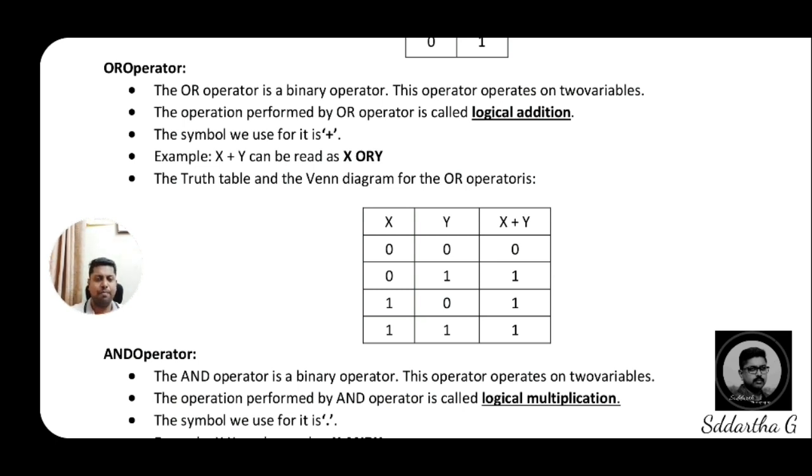0 plus 0, that is 0. 0 plus 1 is 1. 1 plus 0 is also 1, and 1 plus 1, according to the binary addition rule, we will write as 1. Remember students, in this particular truth table, only one possible input combination gives the result 0, that is when both inputs become 0 or low.